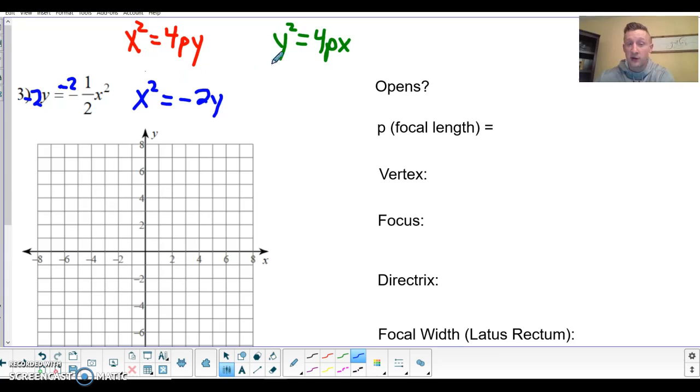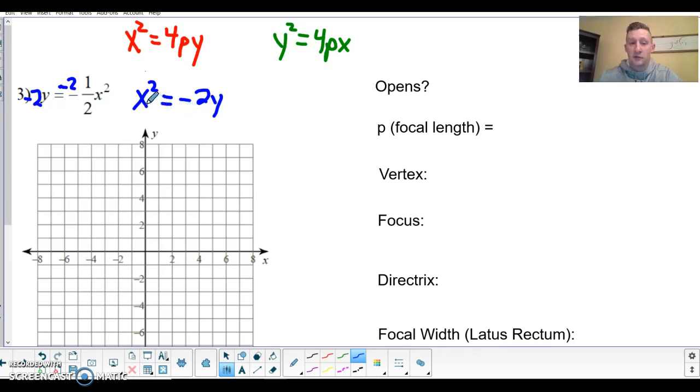Is it x squared or is it y squared? Well, this one's x squared, so that means it must behave like the x squared parabolas do. Which, if it's x squared and y is not squared, means that this is an up or down parabola. Okay? So up or down. Now my next question, if it is up or down, which one? Is the other side positive or negative?